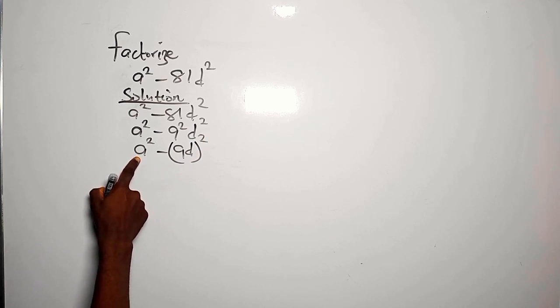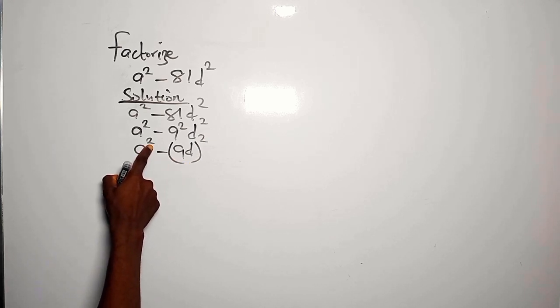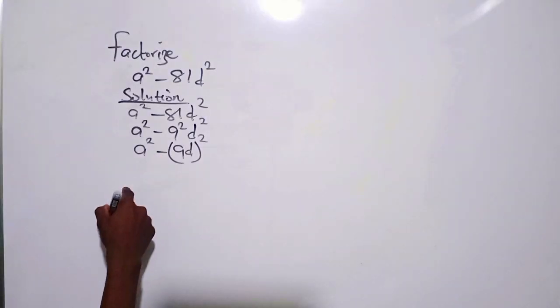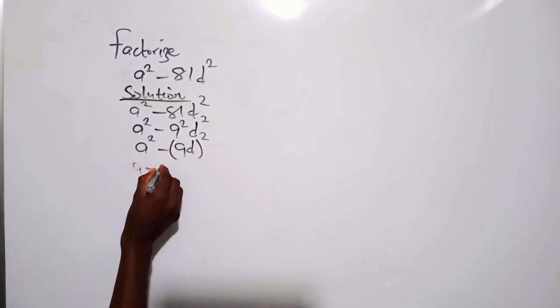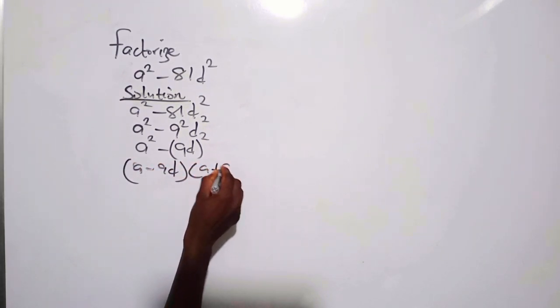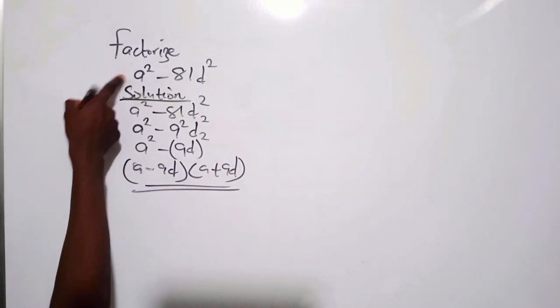From here we apply the difference of two squares, since we have square as the exponent and we have a difference. So how do we go about this? From here we have a minus 9d, and here we have a plus 9d. So these are the results when we factorize this.